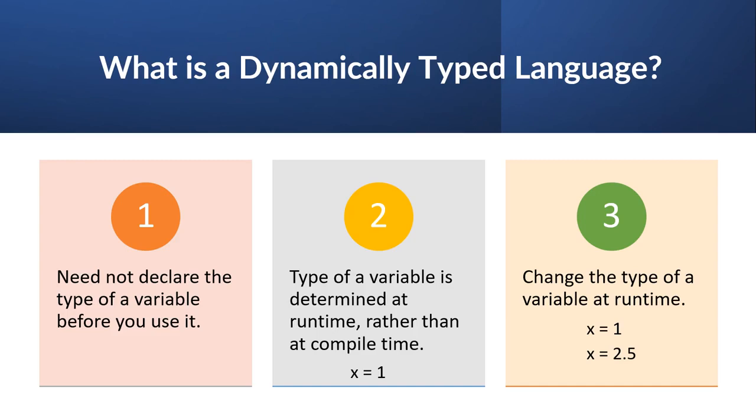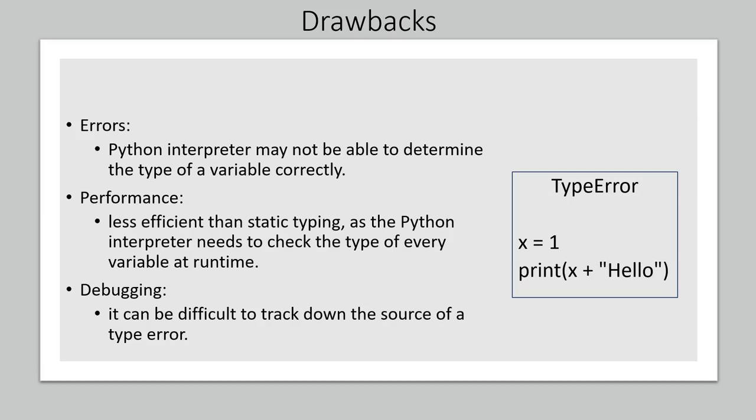So it is sufficient if I give x is equal to 1. During runtime, it will understand that it is an integer. Because of this, it is also possible to change the type of a variable at runtime. For example, it is possible to say x is equal to 1 and use x is equal to 2.5 later in the program. Initially, x is an integer, and the second time it sees x is equal to 2.5, automatically it becomes a float. With the advantages of dynamically typed languages, there are also some drawbacks.